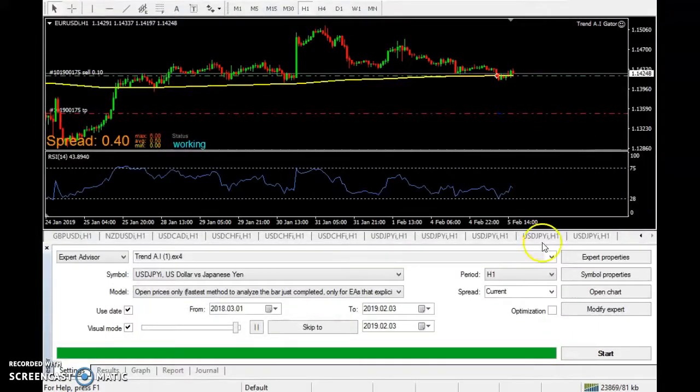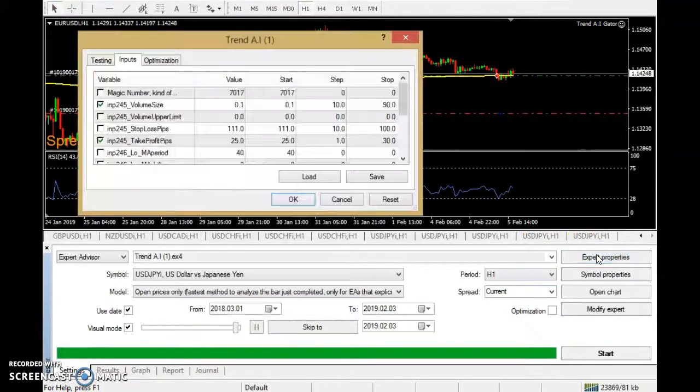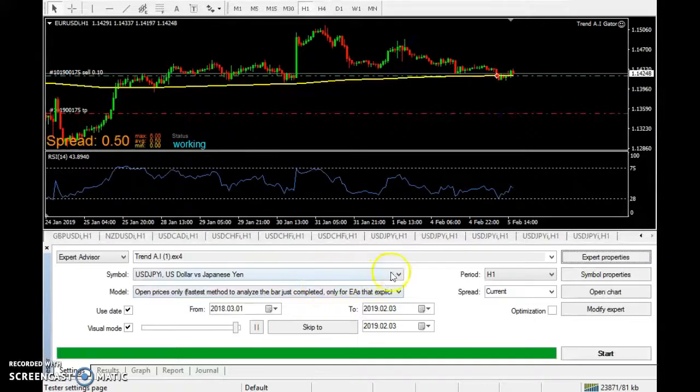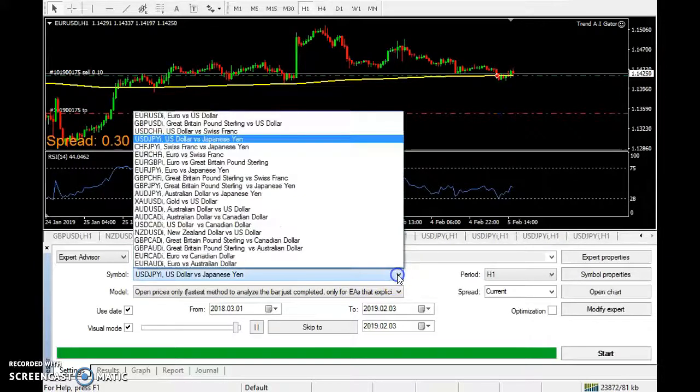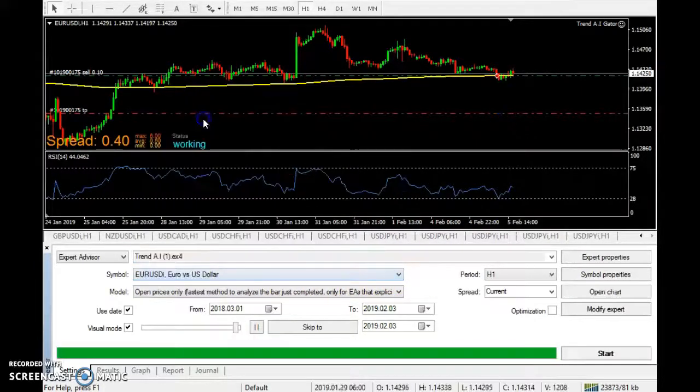Now that we got that out of the way, we're going to go ahead and show the robot and what it does. All right, on USD, we're going to show you what happens. This is for USD, so we're going to do a backtest and show you what happens with this robot.